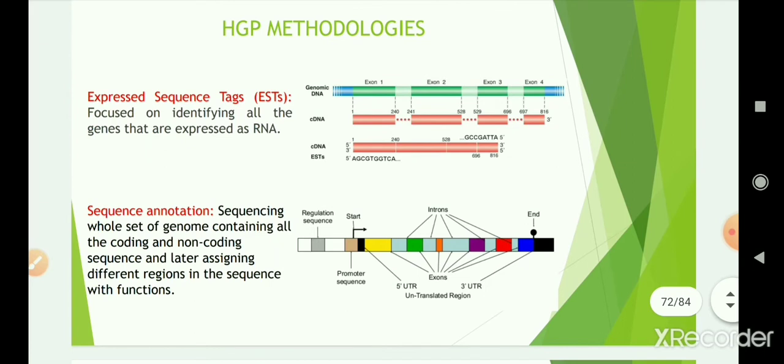Then there are two methodologies for the Human Genome Project. First, it is Expressed Sequence Tags, that is ESTs, which focus on identifying all the genes that are expressed as RNA. And second, it is Sequence Annotation: sequencing the whole set of the genome containing all the coding and non-coding sequences, and later assigning different regions in the sequence with functions. So there is a difference between expressed sequence tags and sequence annotation.